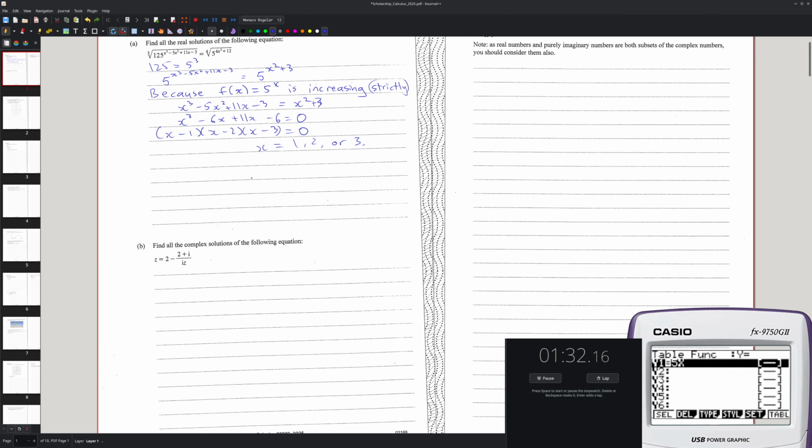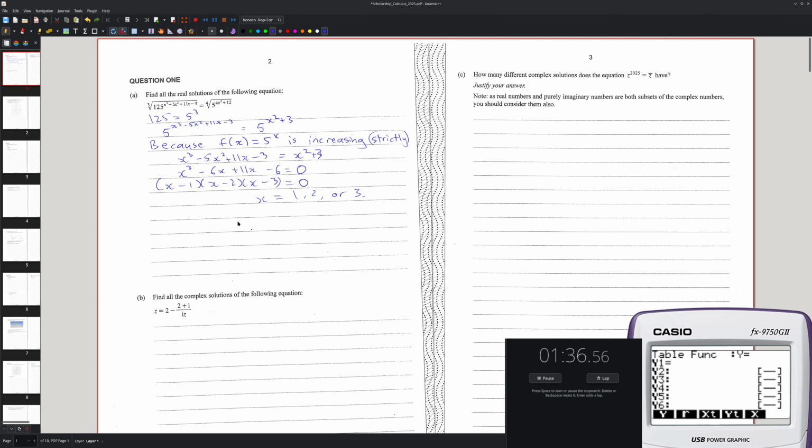Shout out to my boy Vinayak Joshi for lending me this calculator, by the way. Mine wasn't working, so shout out to him.